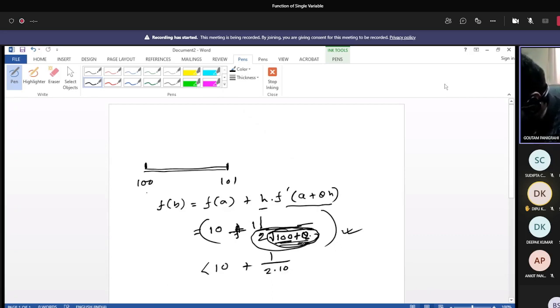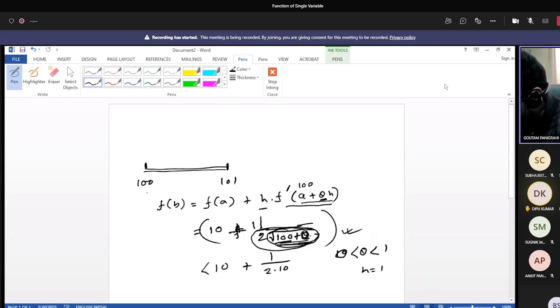Sir, how did that half into root over 100 plus theta come? Please explain once more. Yes, f dash of A plus theta h. A is here 100, and theta is from 0 to 1, and h is 1. So it is 1 by 2 root 100 plus theta.